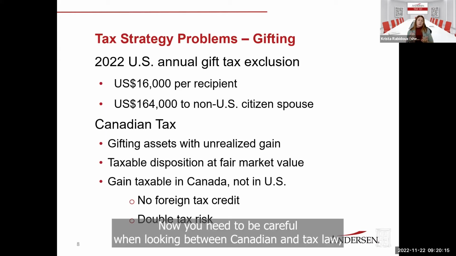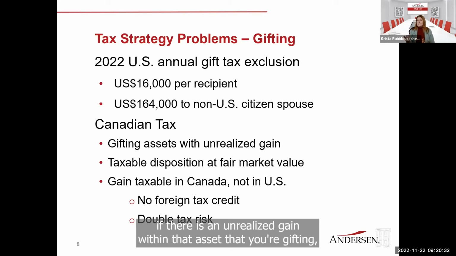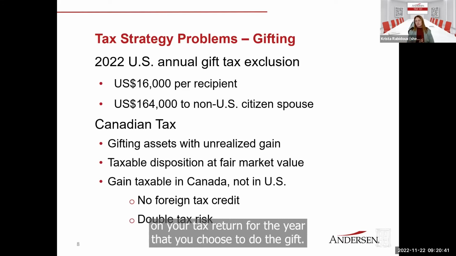Now, you need to be careful when looking between Canadian and US tax law, because although from a US tax position there's no deemed dispositions, you could potentially trigger a deemed disposition in Canada if you gift this to certain related parties, which means that if there's an unrealized gain within that asset that you're gifting, you could have a taxable capital gain reporting on your tax return for the year that you choose to do the gift.